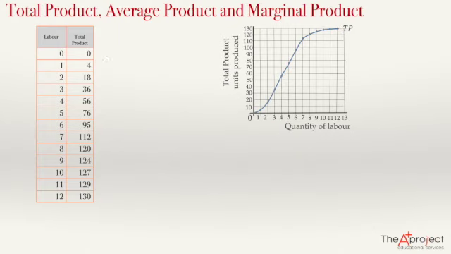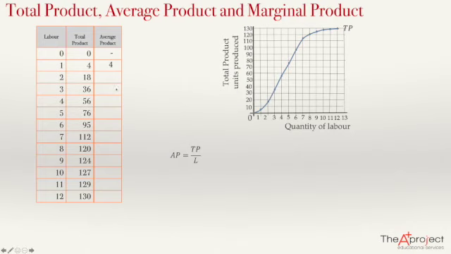Let's compute the average product. So we know that the average product is the total product divided by the labor. So we can make another schedule here just beside this that shows the average product. And the only thing that I need to do is divide the total product by labor. Here will be 0 divided by 0. This is impossible, so we cannot divide by 0. But 4 divided by 1 will be 4. When we have one worker, we are producing 4 units per worker.